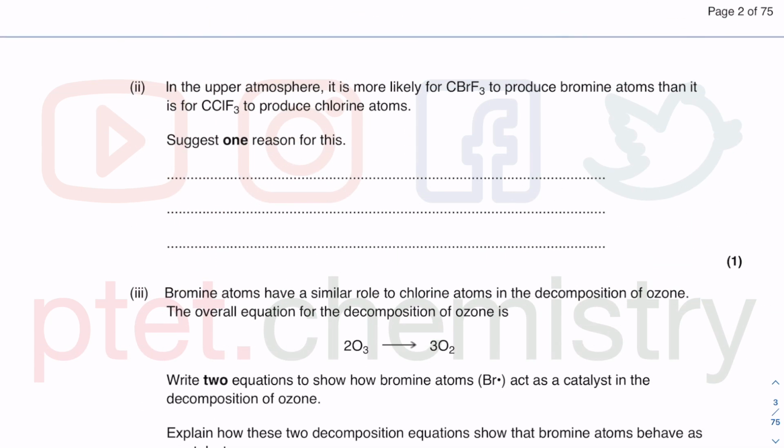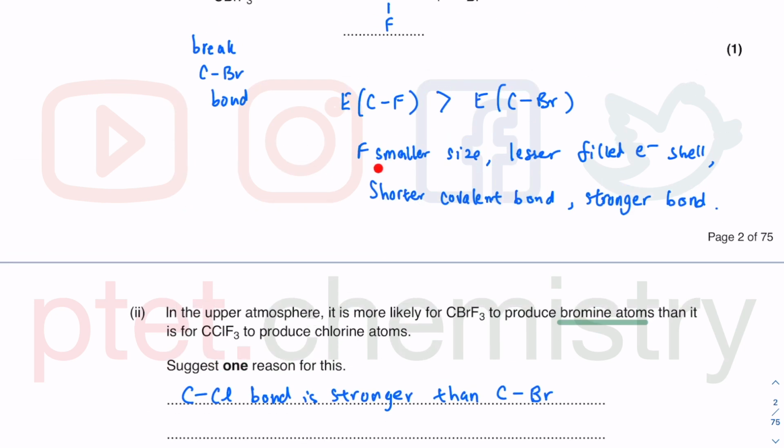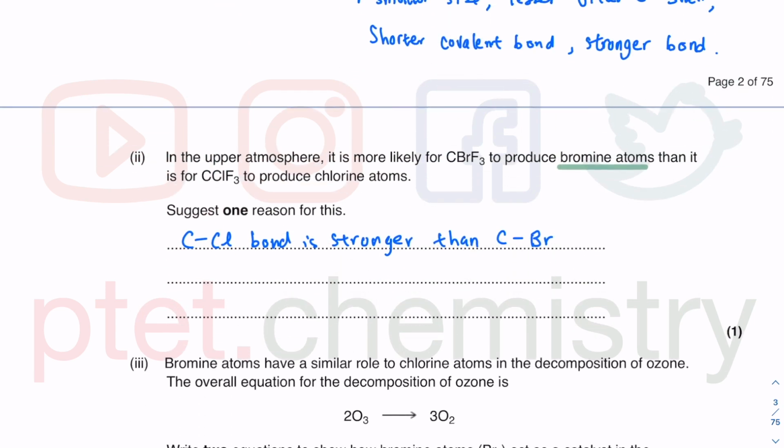In the upper atmosphere, you are more likely to produce bromine atoms rather than chlorine atoms. That was exactly what I said there. So the C–Cl bond is stronger than C–Br. Yes, we talked about C–F just now, but it's the same concept. Chlorine is smaller in size than bromine.